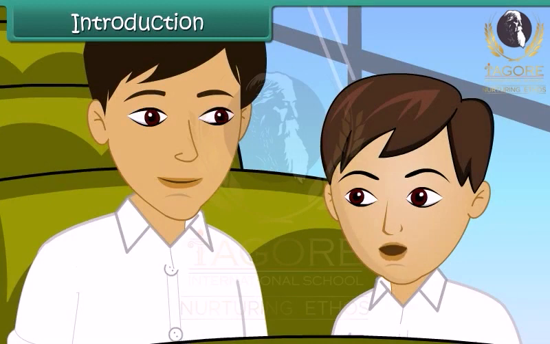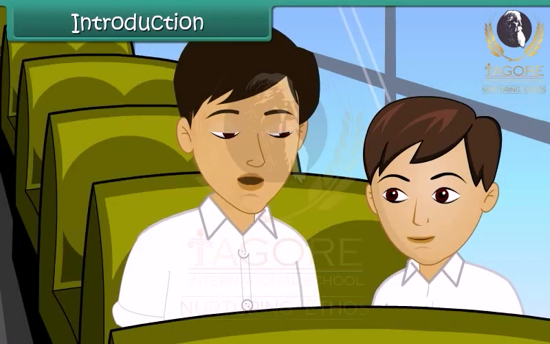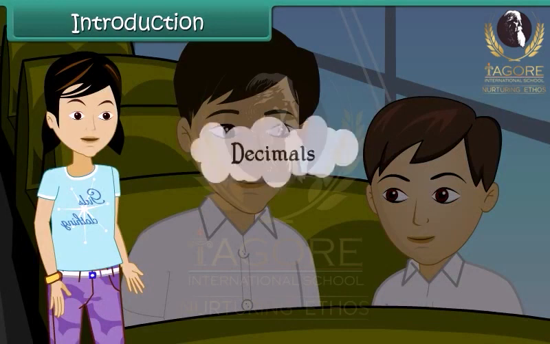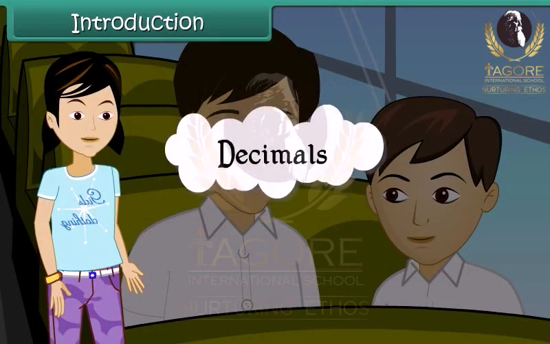I don't understand the point 2 here. What is it? Well, 3.2 lies between 3 and 4, and we call the number after the point a decimal number. Basically, it is a part of a whole number. Children, in this lesson we will learn about decimals. Come along to know.